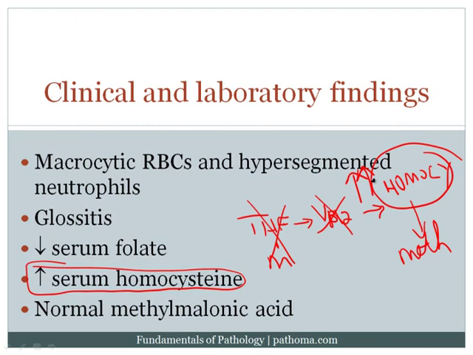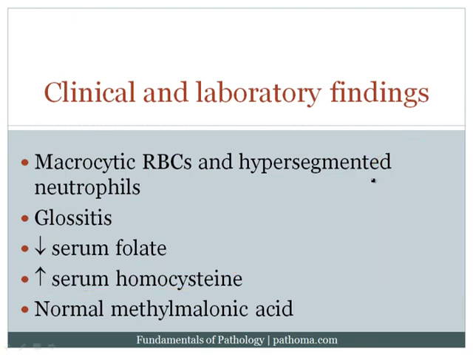The final clinical and laboratory finding is actually a negative finding, but it's a helpful finding, and that is that the methylmalonic acid levels will be normal. Now, methylmalonic acid gets converted to succinyl-CoA, and the mechanism by which that conversion occurs is via vitamin B12. Otherwise stated, vitamin B12 is necessary to convert methylmalonic acid to succinyl-CoA. Methylmalonic acid will be normal in these patients because this is not a vitamin B12 deficiency.